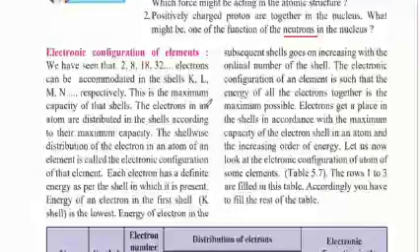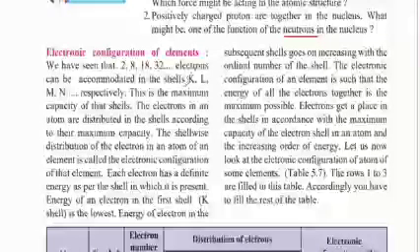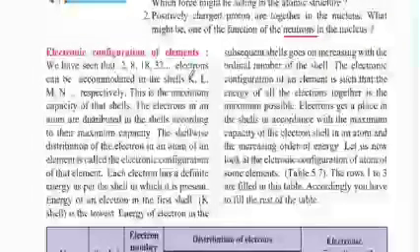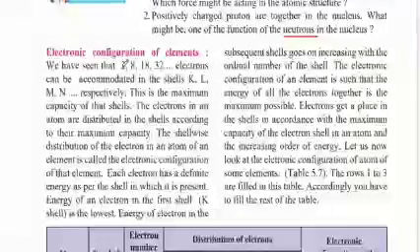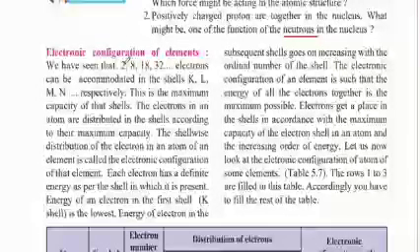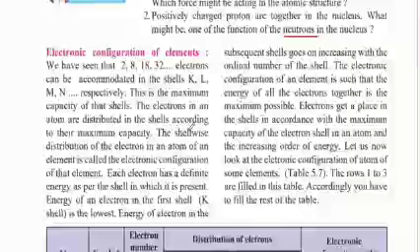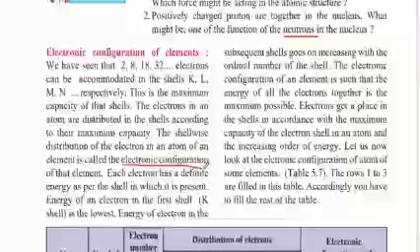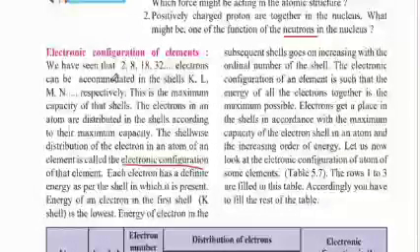The electrons in an atom are distributed in the shells according to their maximum capacity. So the next shell would only start filling once the previous shell has reached its maximum capacity. So the third electron would be added to the L shell only after the first 2 electrons have been put in the K shell. The shell-wise distribution of the electrons in an atom of an element is called the electronic configuration of that element. So this is what the configuration of the elements is.